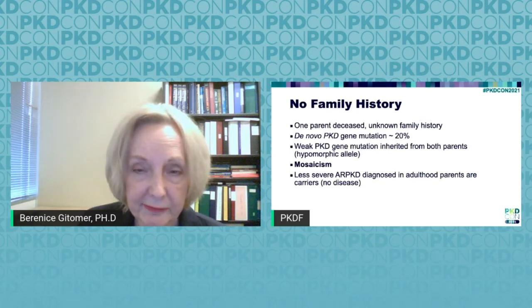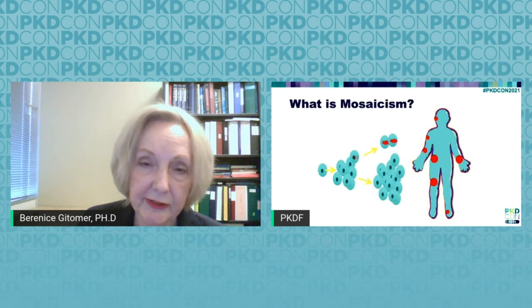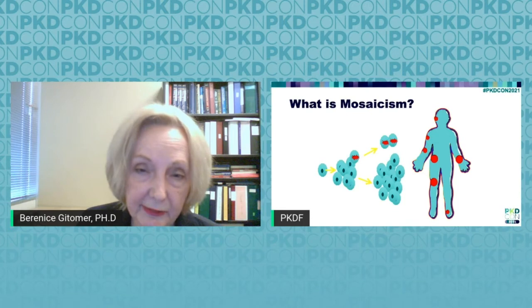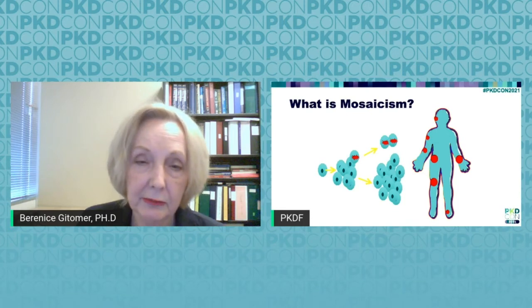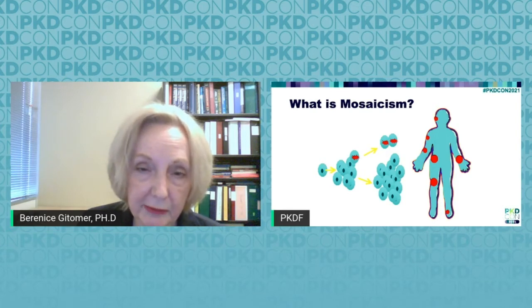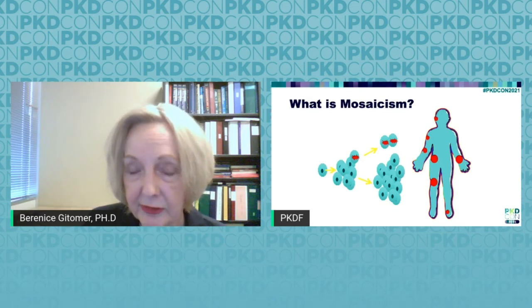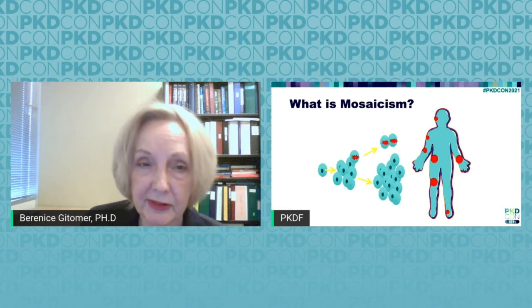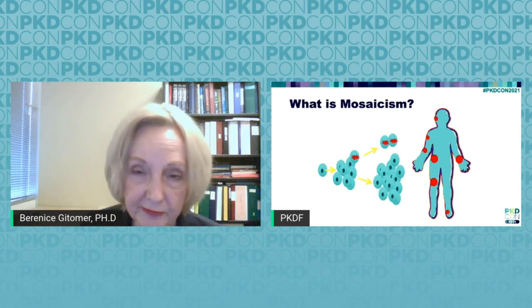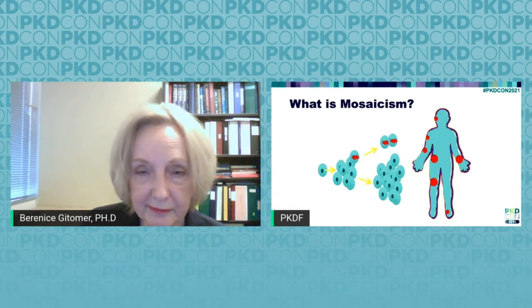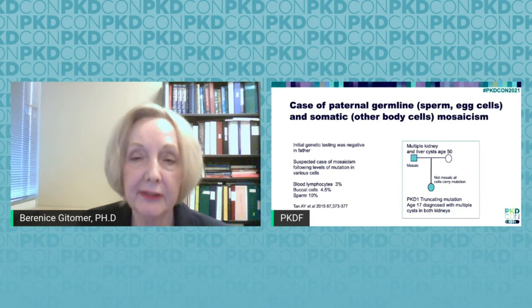Next slide, please. This occurs when one cell develops a mutation after the egg has been fertilized. So it's when the cells are dividing, and any cell that derives from that one that has the mutation will also have the mutation, whereas the majority of cells are without the mutation. So you end up with an individual with differential expression of that mutation in different tissues. Next slide, please. So here we have an example.